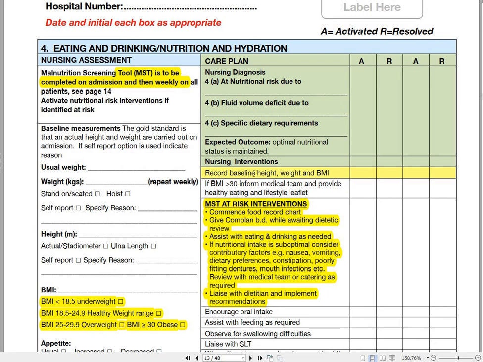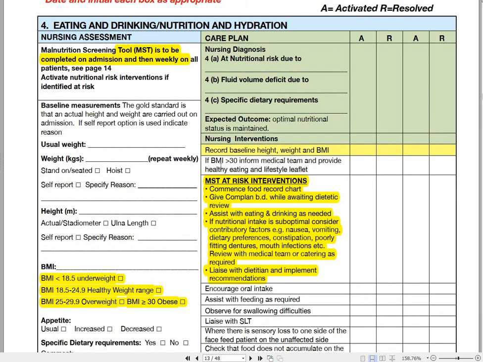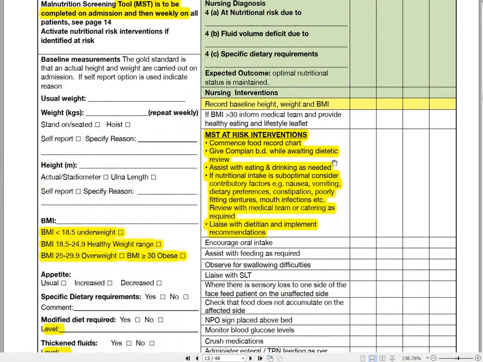So we go into our nursing interventions, and the first one here is yellow all the way across. So this is relevant for all patients. Record baseline height, weight and BMI. The next intervention, if BMI is greater than 30, inform medical team and provide healthy eating and lifestyle leaflet. Okay. MST at-risk intervention. So we've spoken about this already. This is what we would activate if the patient has a high MST score.